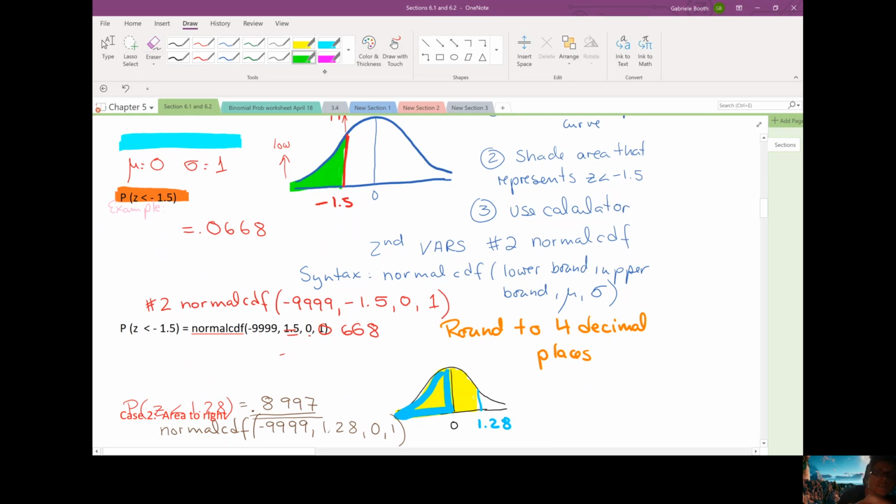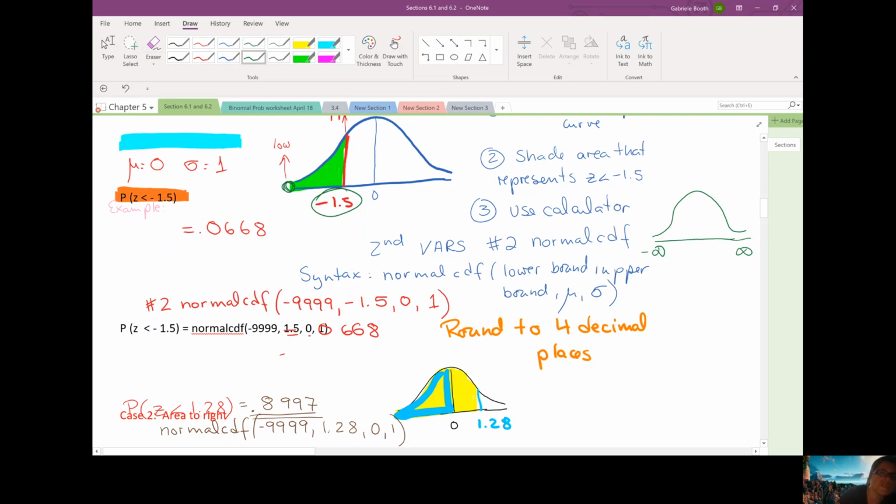We're looking at our shading first. So lower bound would be right here. Upper bound is this value right here. And then we enter the mean and the standard deviation. Of course, the mean is 0 and the standard deviation is 1. So in all reality, this lower bound to the left actually is negative infinity. And to the right, we would have positive infinity. However, the calculator doesn't have the symbol infinity.